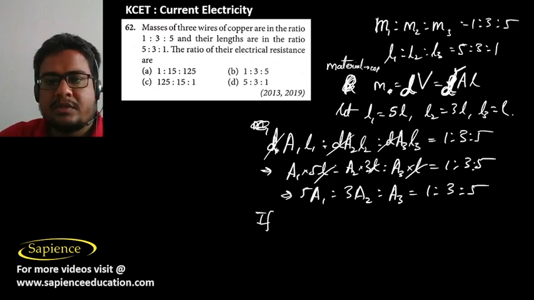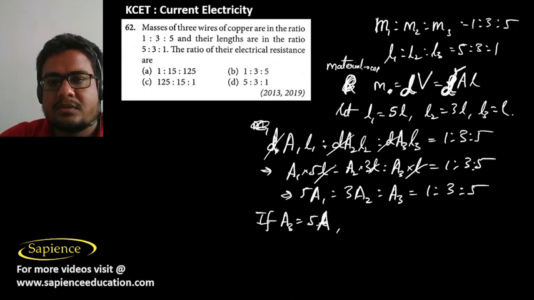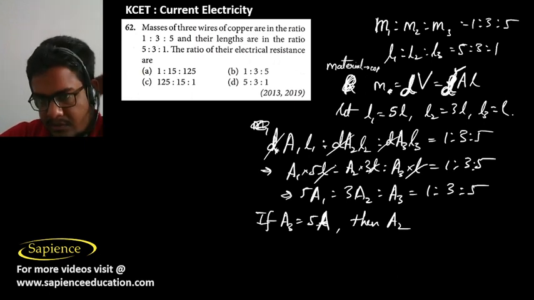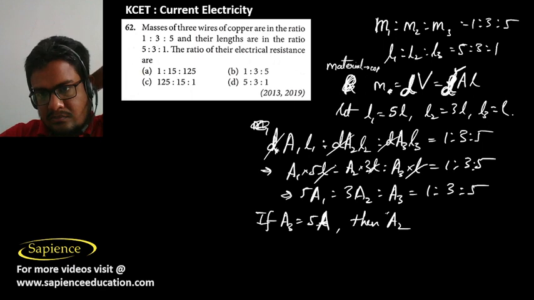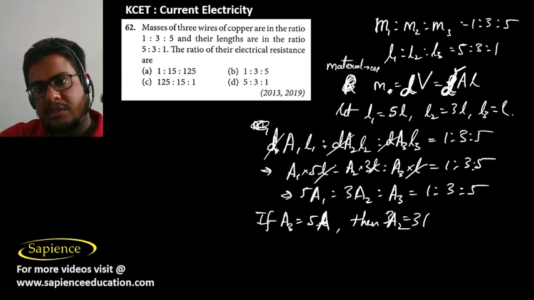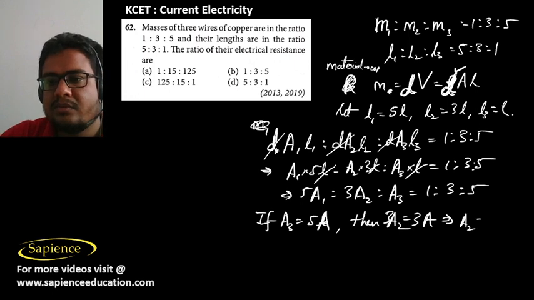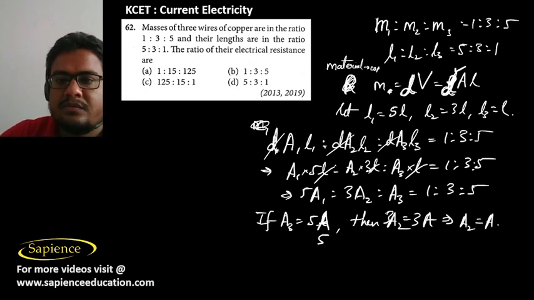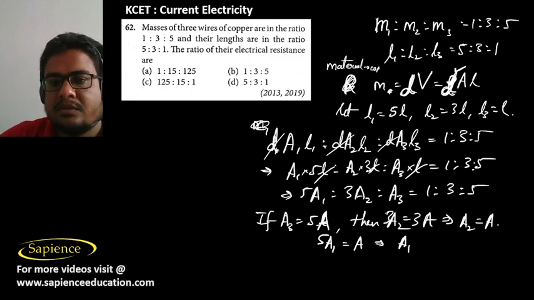Suppose A3 is equal to 5A. Then 3A2 will be equal to 3A, so A2 will be equal to A. And 5A1 is equal to A, which means A1 is equal to A by 5.